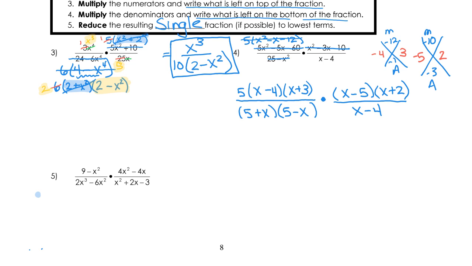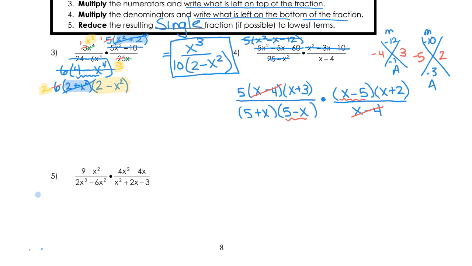Okay. We're going to look for common factors. Hopefully you guys see the x minus 4s here, one on top, one on bottom. They reduce to 1. What else do we have? So we've got to be pretty careful with these. A lot of people say those are exactly the same, but if you take a look at your 5s, one 5's positive, one 5's negative.